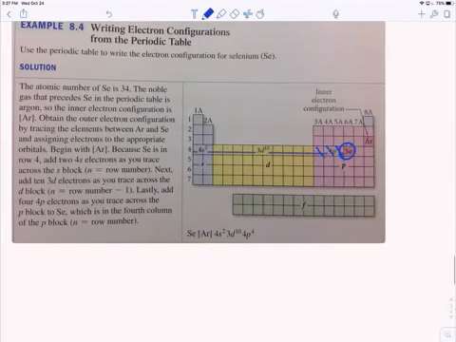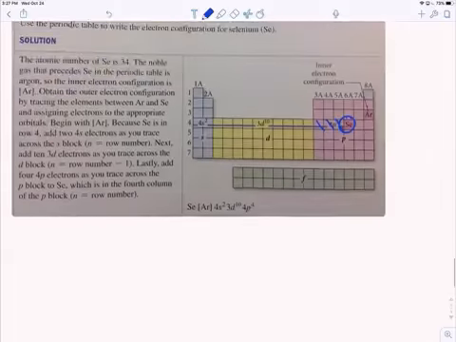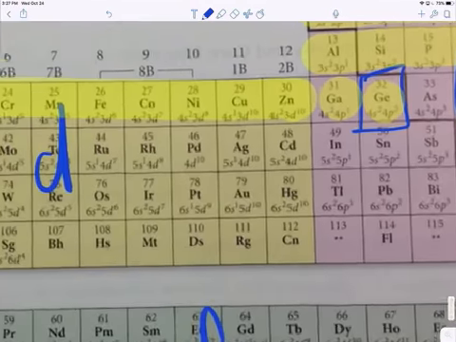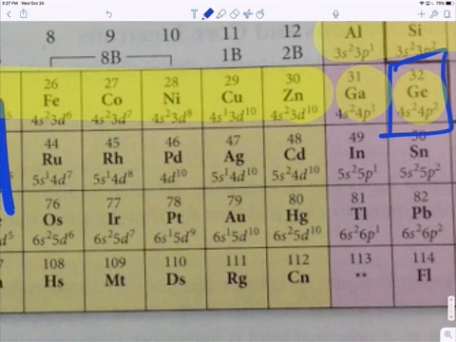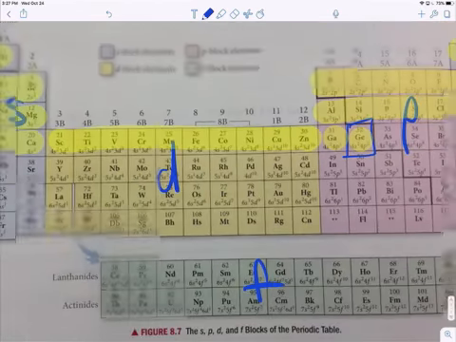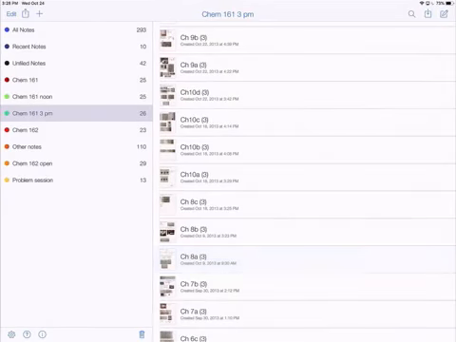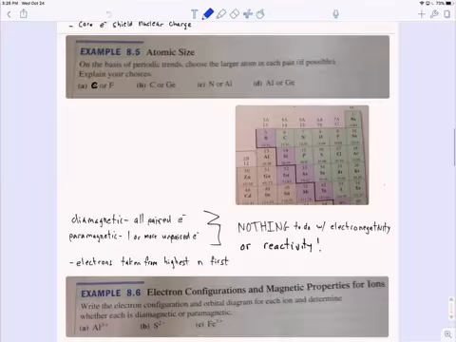So there are exceptions now, mind you. Problem with this, there are exceptions. You don't have to know the exceptions. Copper, silver, and gold are exceptions. For instance, you can see that one of the 4s squared becomes a 4s1 and it's promoted to the d's. So you don't have to know the exceptions. You just have to know the general concept. Any questions so far? Okay.